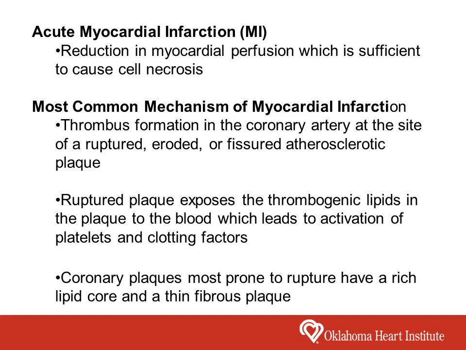Acute myocardial infarction, MI: reduction in myocardial perfusion sufficient to cause cell necrosis. The most common mechanism is thrombus formation in the coronary artery at the site of a ruptured, eroded, or fissured atherosclerotic plaque. Ruptured plaque exposes the thrombogenic lipids to the blood, which leads to activation of platelets and clotting factors. Coronary plaques most prone to rupture have a rich lipid core and a thin fibrous cap.